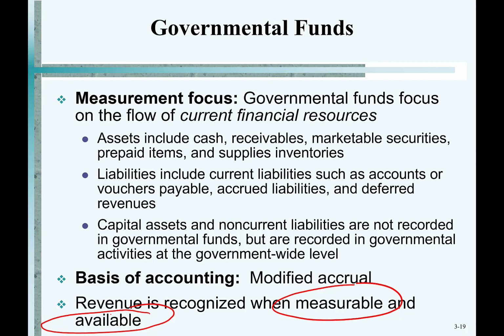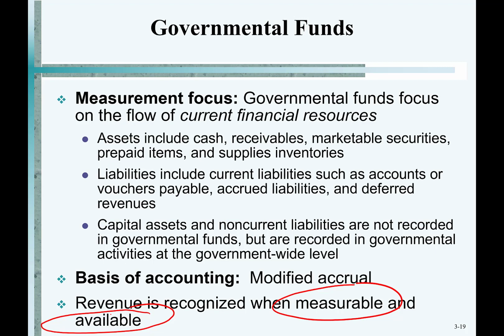Okay, so we've got measurable and available. Measurable means that we know the amount. Available means we have it. So if we collect some revenue, is it measurable? Yeah, we know the amount. Is it available? Yes, it is, because we have it in our hand, don't we? Now you say, okay, well, what happens if we haven't collected it yet? Is it available?